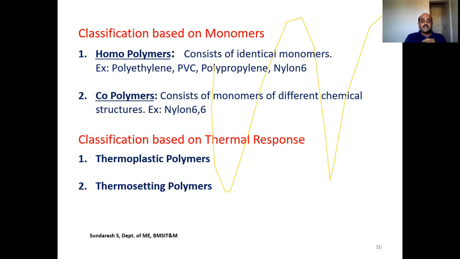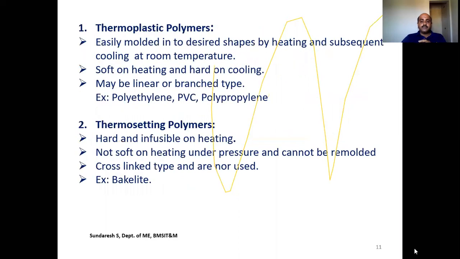And the next classification is based upon the thermal response. There are two subcategories here, thermoplastic polymers and thermosetting polymers. Thermoplastic polymers are the ones which can be easily molded into a desired shape. Means by just heating and subsequent cooling at room temperature, they can be molded into any kind of shape easily. Such kind of polymers we call thermoplastic polymers.